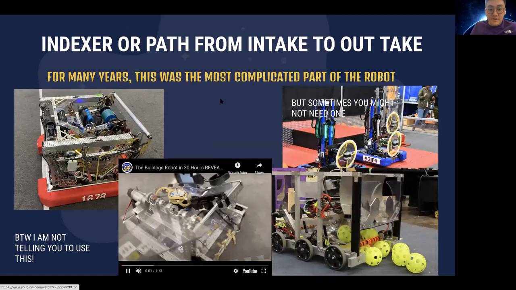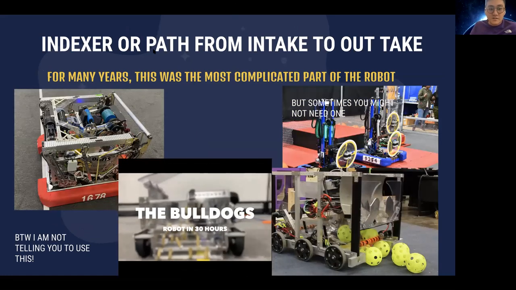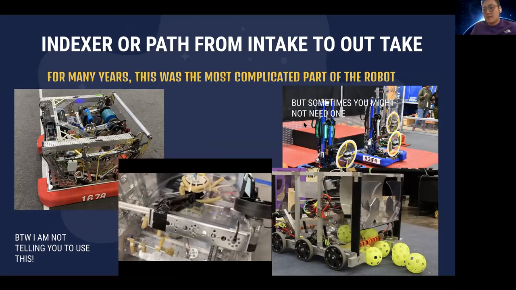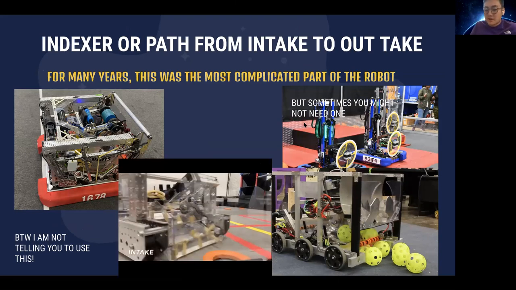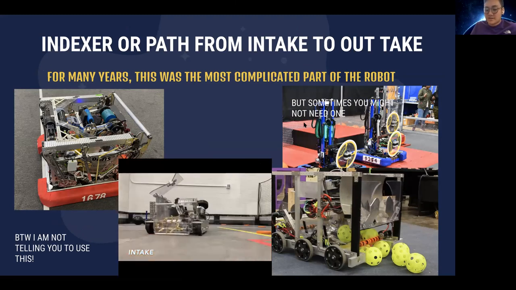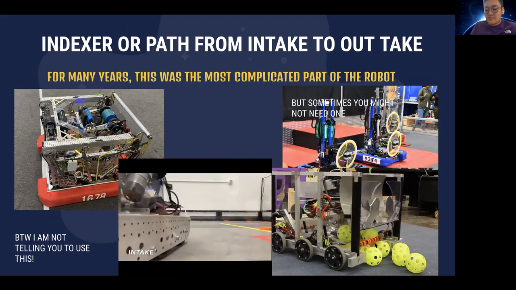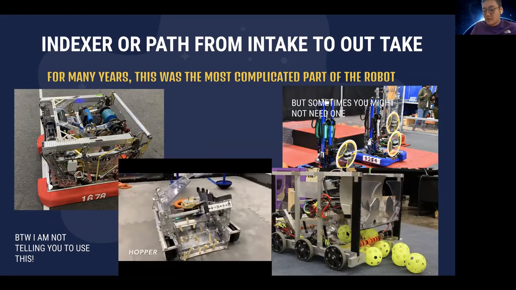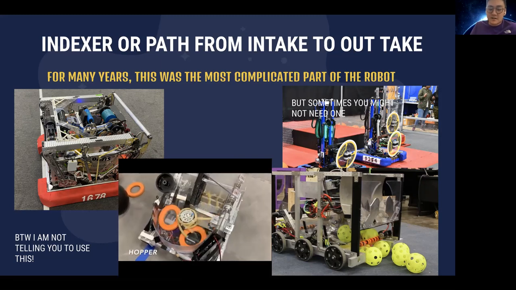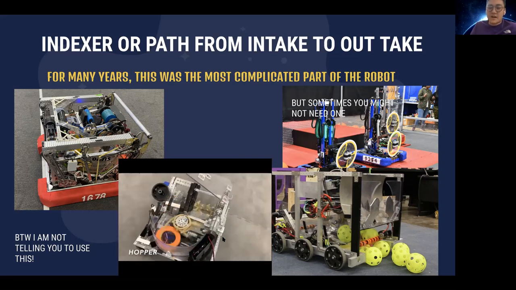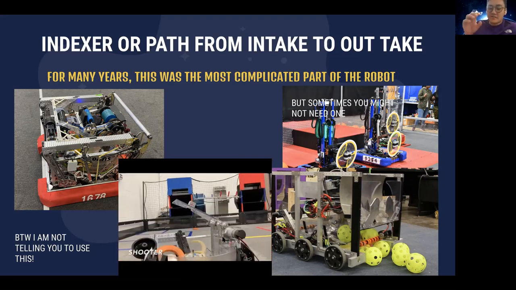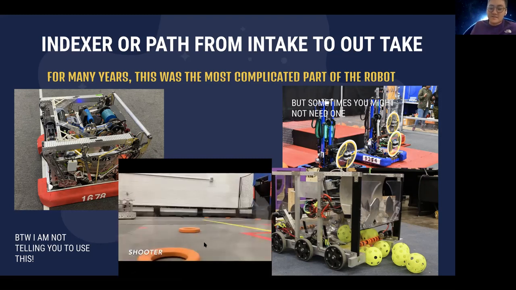And then another thing I want to talk about is your indexer, or your path from your intake to the outtake. I think this might be the most complicated part of your robot, the most difficult part of your design, because you want to move, for example, in the picture on the right, these balls from the intake to the shooter. And I think some of you are even puzzled by what that middle step should be. That's something for you to figure out.